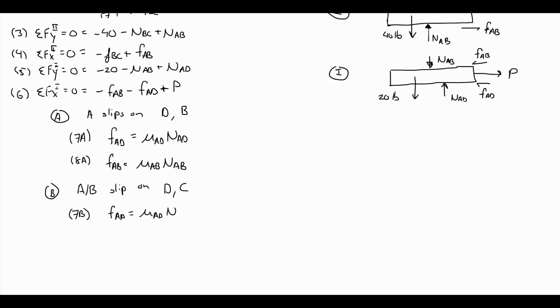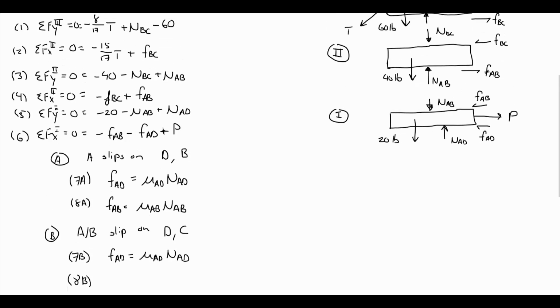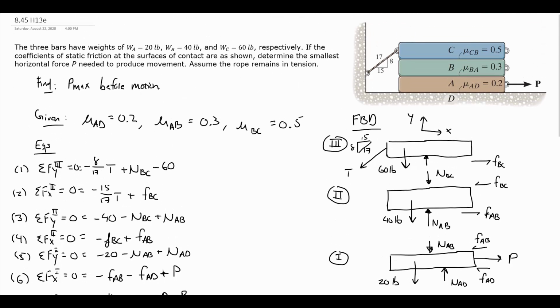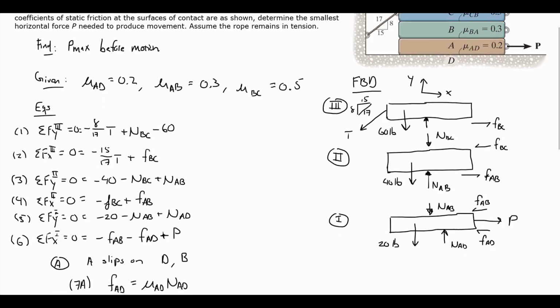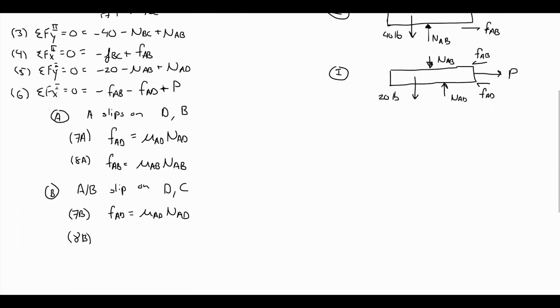It still has to be true that FAD is at its maximum value, because still that bottom block has to slip relative to the ground. So 7b and 7a turn out to be the same. But 8b, that's different. If blocks A and B are stuck together and they are sliding relative to bar C, now it is FBC that must be at its maximum.